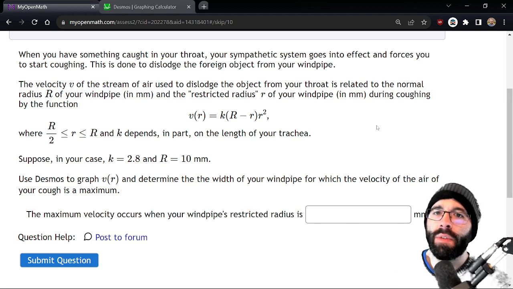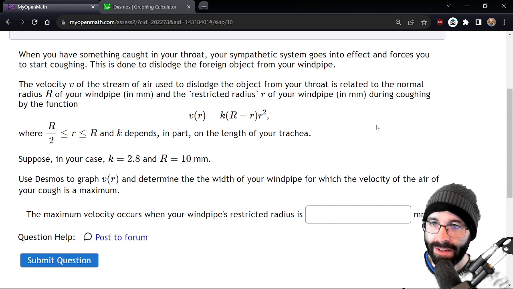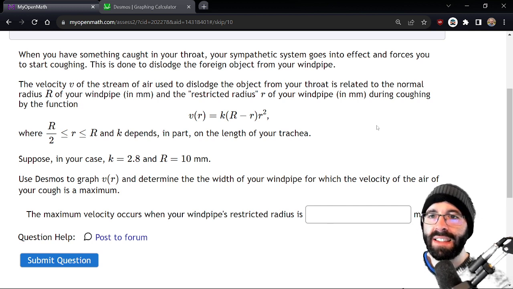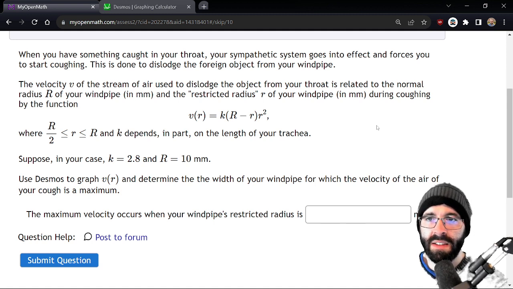When you have something caught in your throat, your sympathetic system goes into effect and forces you to start coughing. That's nice, so we can dislodge the foreign object from your windpipe. For me, it happens very often when I try to breathe saliva. Would not recommend. So the velocity v of the stream of air used to dislodge the object from your throat is related to the normal radius, capital R, of your windpipe in millimeters, and the restricted radius, little r, of your windpipe, also in millimeters, during the cough.